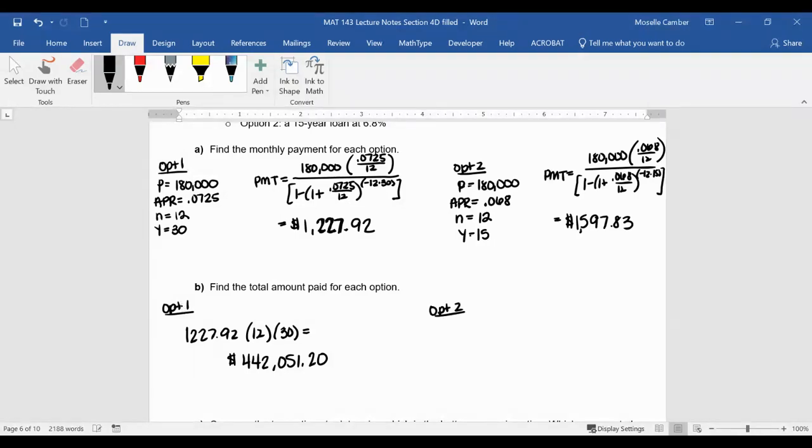Okay, option 2. This time we pay $1,597.83 12 times every year, but we only pay for 15 years. And this is $287,609.40.